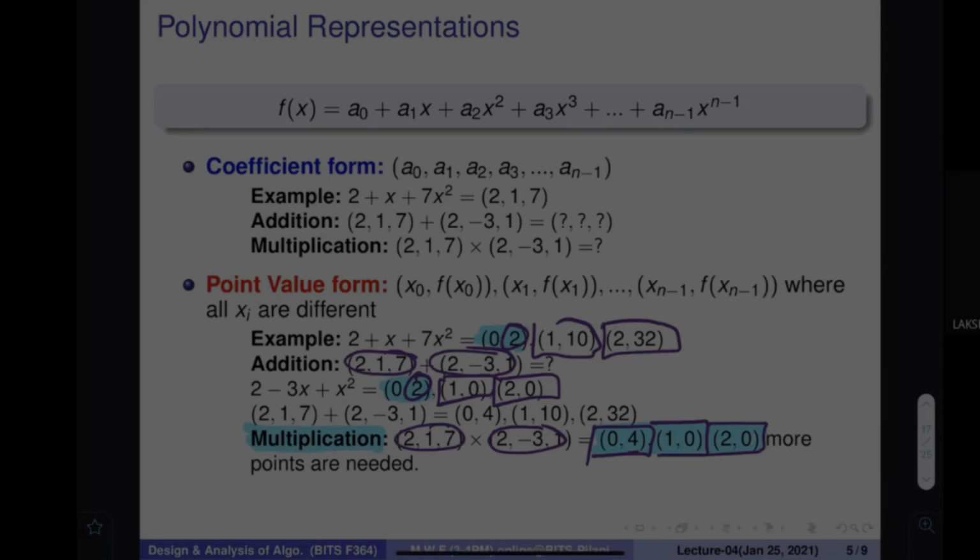The only problem is that this many points would not suffice this time. We need a few more points. You should note that a few more points are needed. But if enough points are given, because as I was telling you, you have only 3 points here.